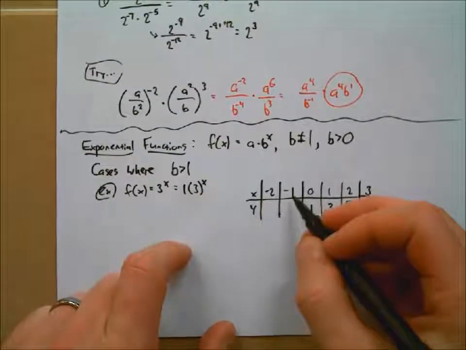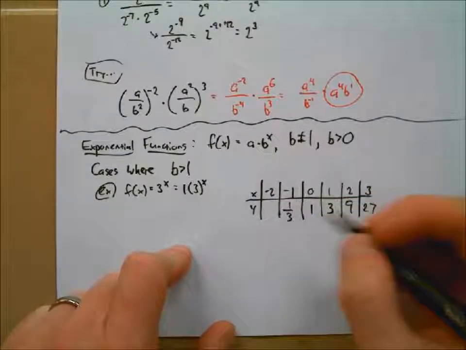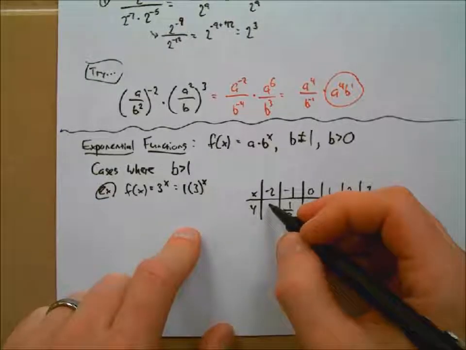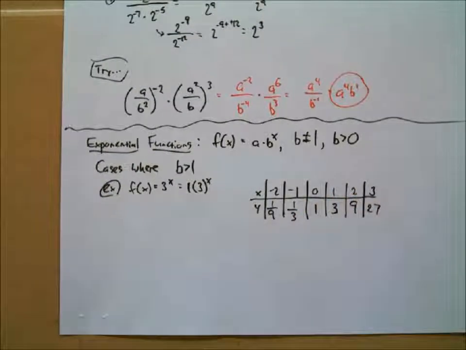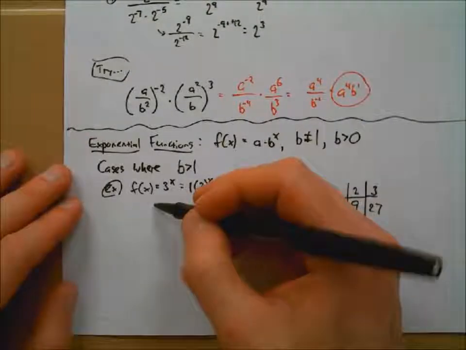3 to the negative 1? 1/3, right? 1 over 3 to the 1. And then how about 3 to the negative 2? 1/9, or 1 over 3 squared, right? So 1/9, yeah, okay? So there are our points. Let's sketch this out.